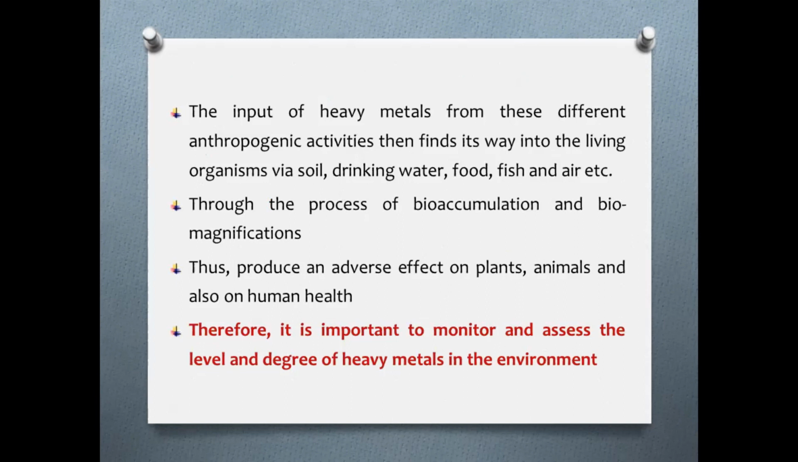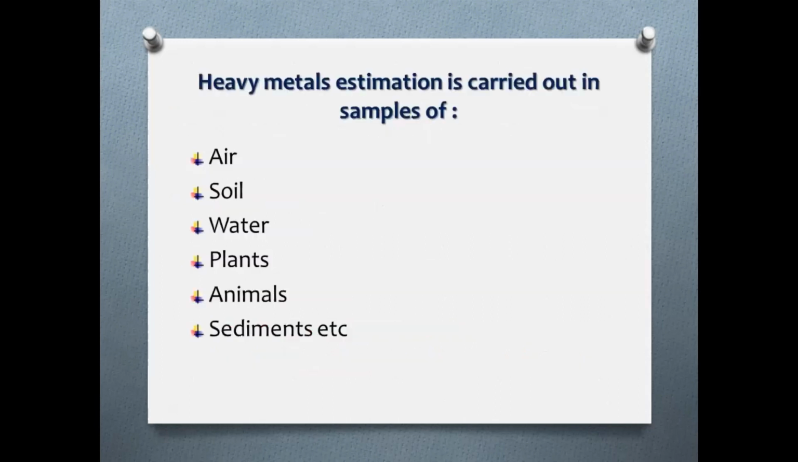Now, when in the environment, these heavy metals later find their ways into living organisms through soil, drinking water, food, fish, air, etc. And through the process of bioaccumulation and biomagnification, these heavy metals are found to produce an adverse effect on plants, animals, and even on human health. So with this basic explanation, we can conclude that it is vital to monitor and assess the level and the degree of heavy metals in the environment.